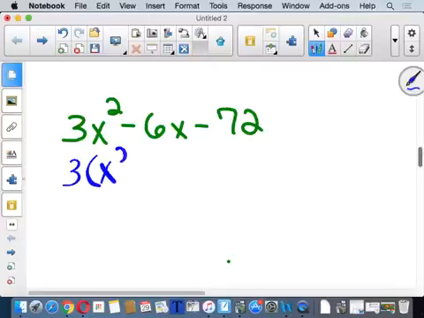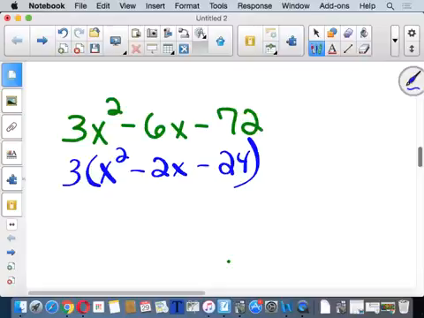And I'll have an x squared, a minus 2x, and a minus 24. Now, when a is 1, and I'm not worried about the 3, I'm only worried about the trinomial inside the quantity. When a is 1, this problem is too simple. I wouldn't list my factors of a and of c.